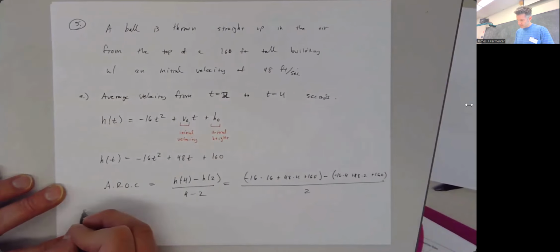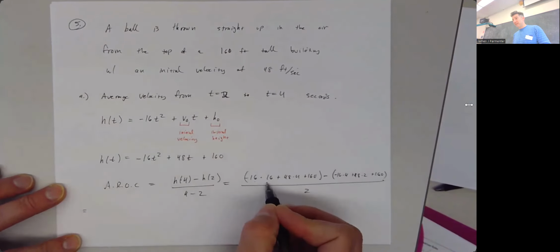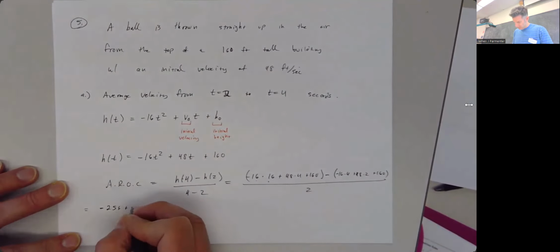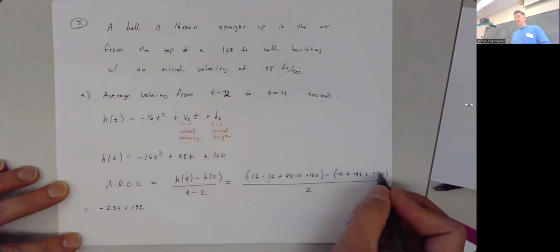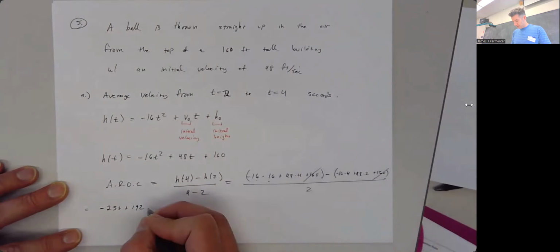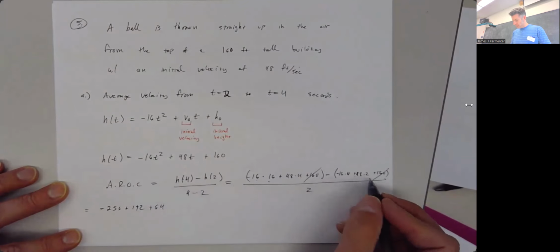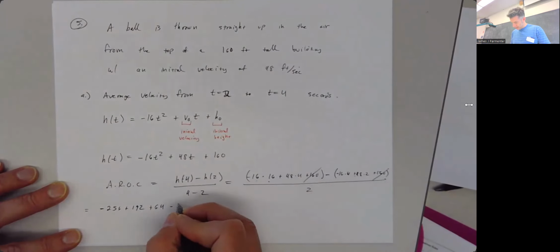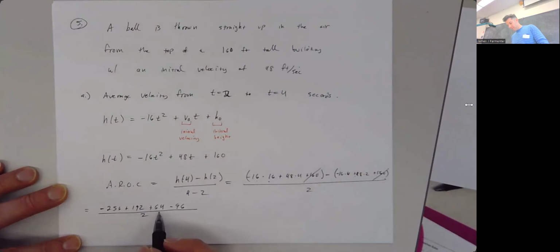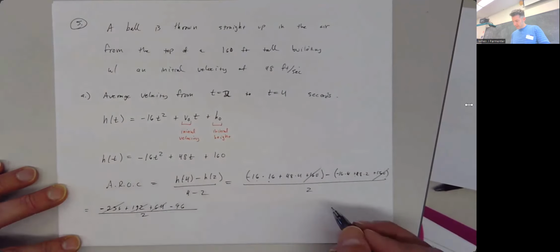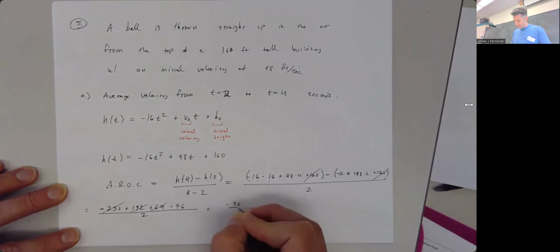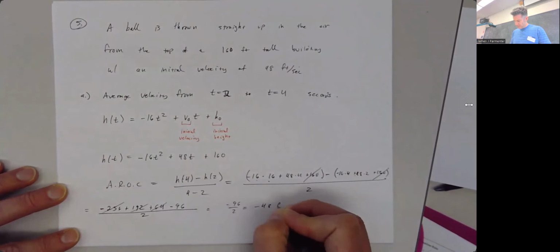All right, let's multiply this out. I know it's kind of gross, but it's not as bad as it looks. 16 times 16 is 256. 48 times 4 is 192. The 160 is going to cancel with the other 160 there, so let's not even write it. And then 16 times 4 is 64, so I get a plus 64. And 48 times 2 is 96, so I get a minus 96. All divided by 2. So 64 plus 192 is 256, which cancels out that, and so I get negative 96 divided by 2, which is negative 48 feet per second.